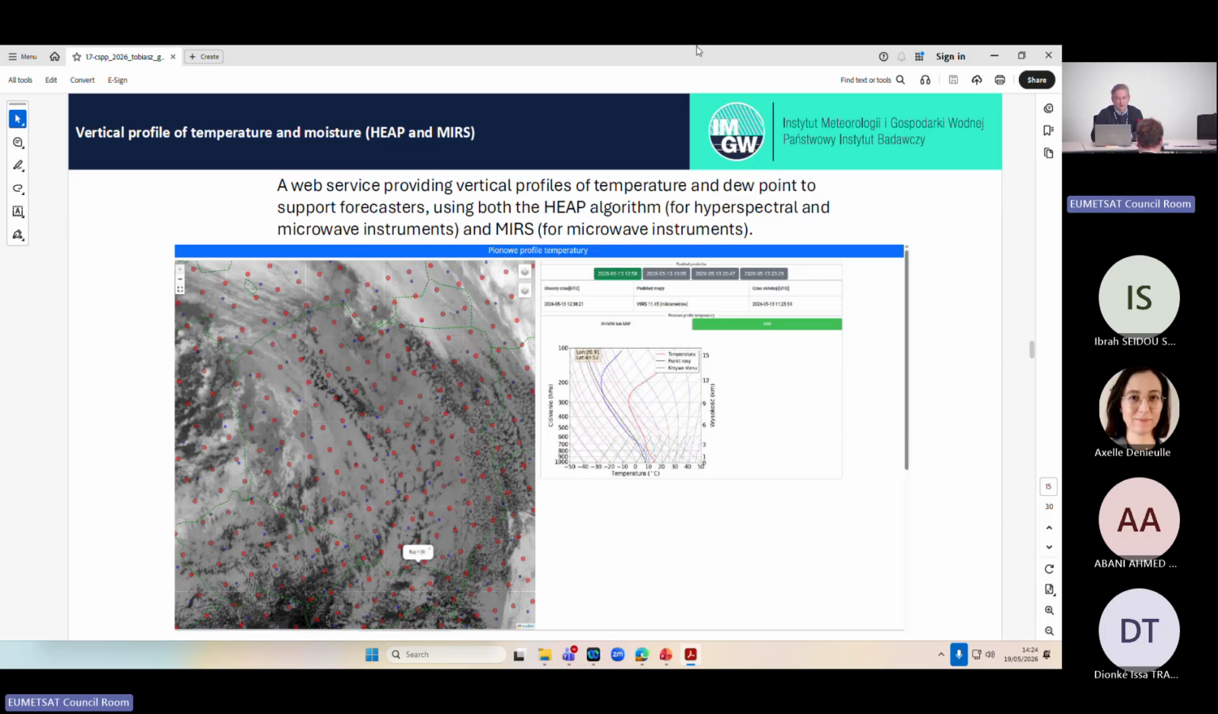They are a little different between the vertical profile from hyperspectral and microwave instruments, and from only the microwave instrument.